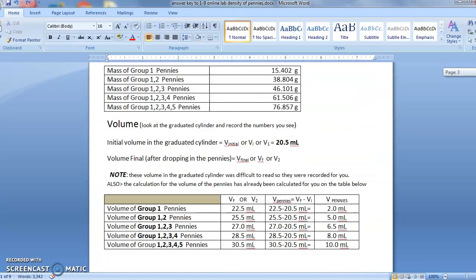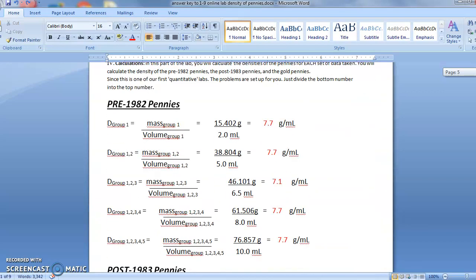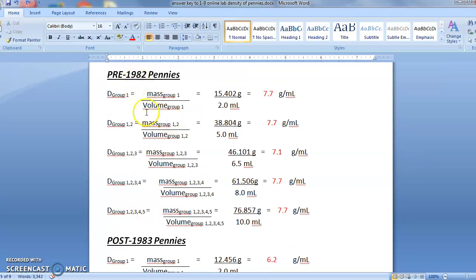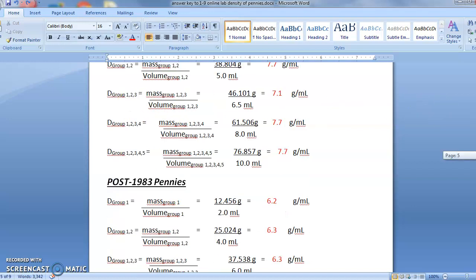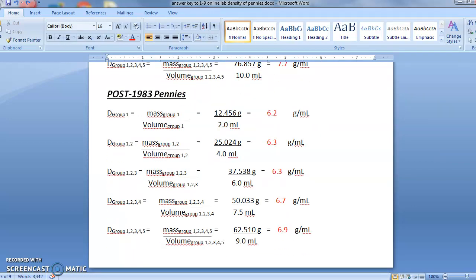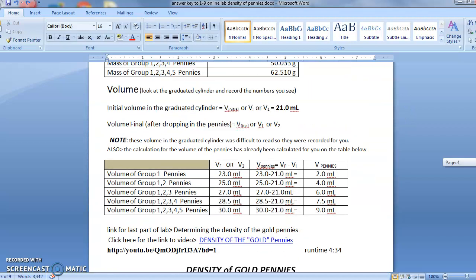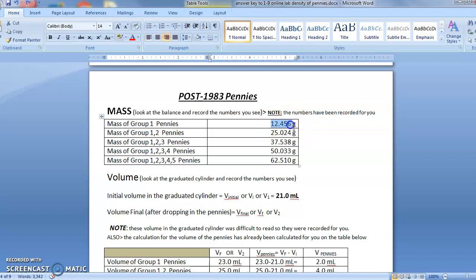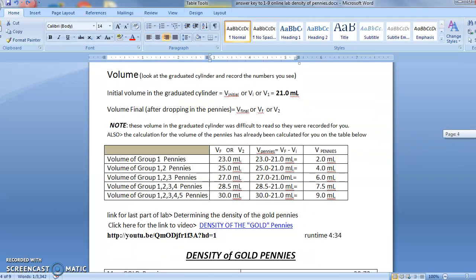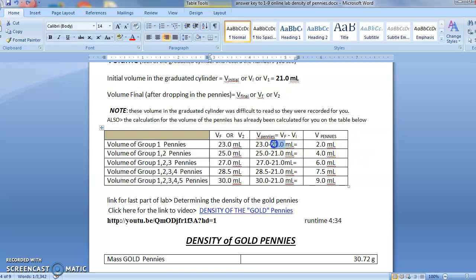When we last left off, we had discussed how to calculate the density, and we did calculations for the pre-1982 pennies. How about the pennies that were dated 1983 or later? How do we find those densities? Let's take a look at the mass of the Group 1 1983 or older pennies. The mass of Group 1 was 12.456. After they dropped them in the graduated cylinder, the water went from 21 up to 23. That's a 2 milliliter displacement, so the volume of those pennies must be 2 milliliters.